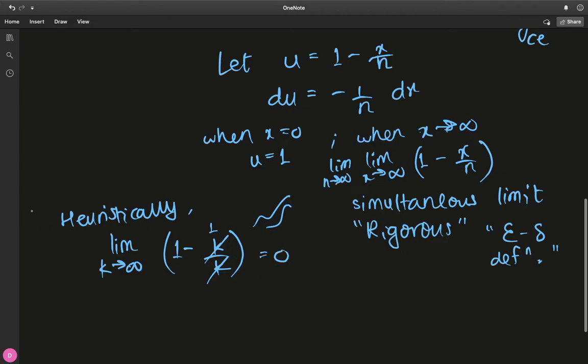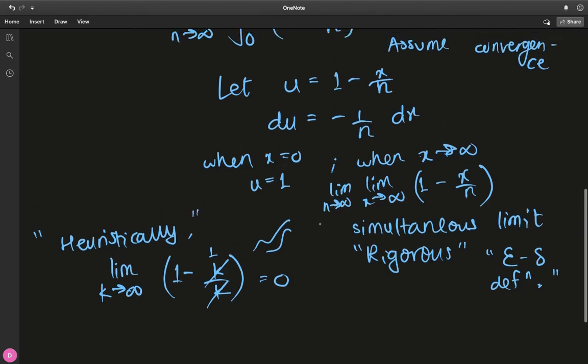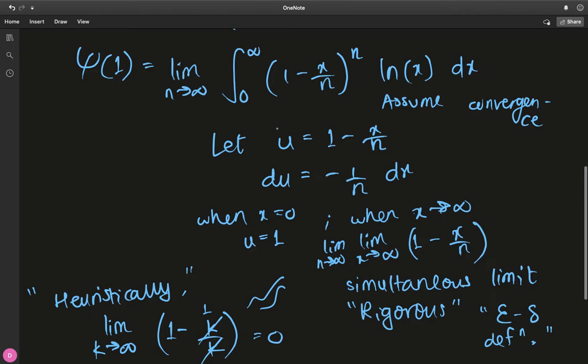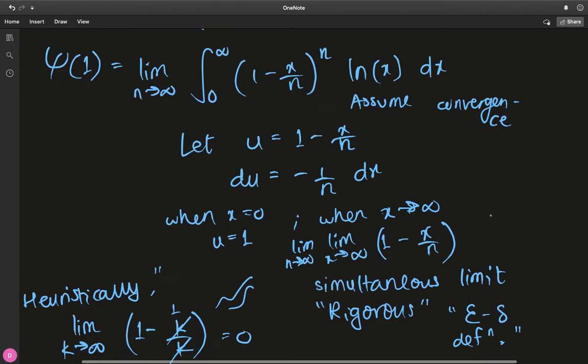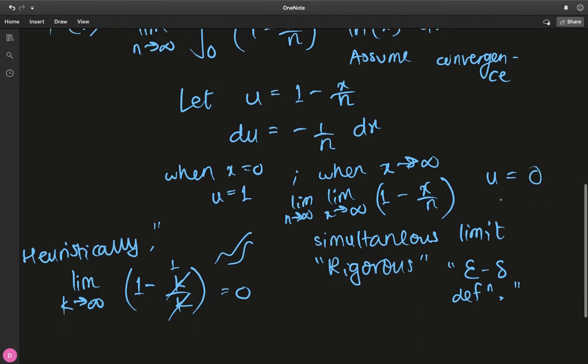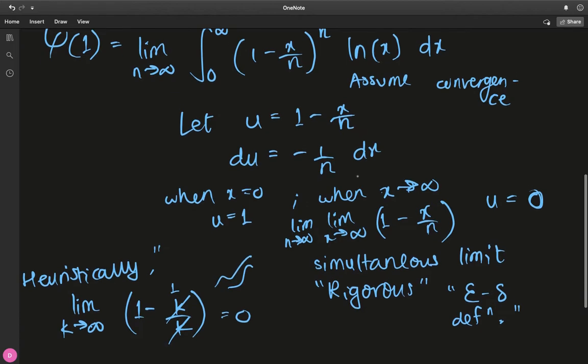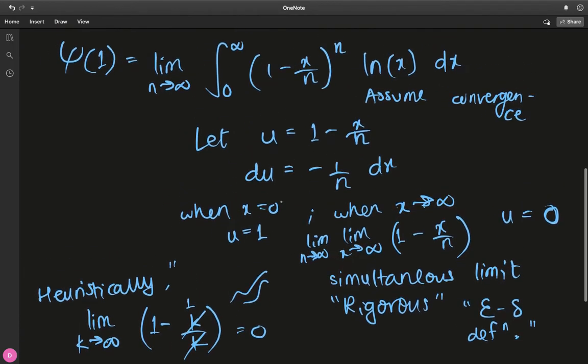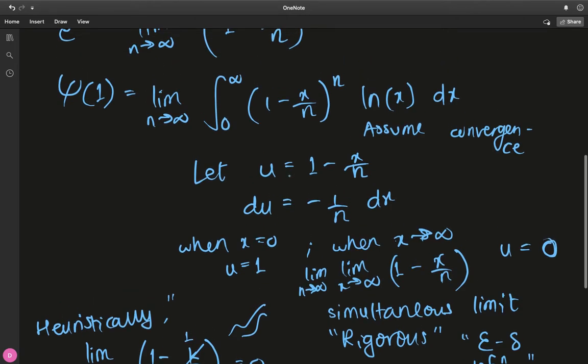So heuristically speaking, in the limit as x tends to infinity, the upper bound, basically u, will go to 0. That was the tricky part, the simultaneous limit problem, which was posing a problem to us, and we heuristically solved it. The final result actually shows that this heuristic approach was pretty accurate, if not perfectly correct. So just bear with me if I'm less rigorous right now.